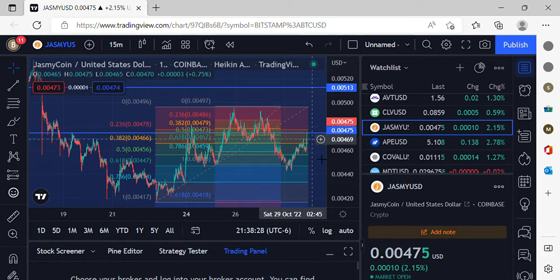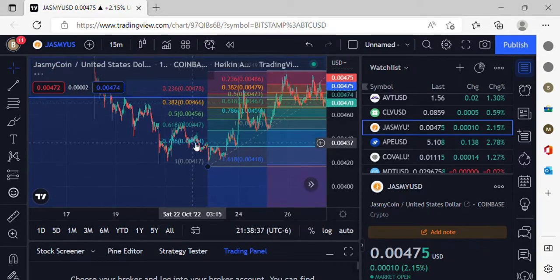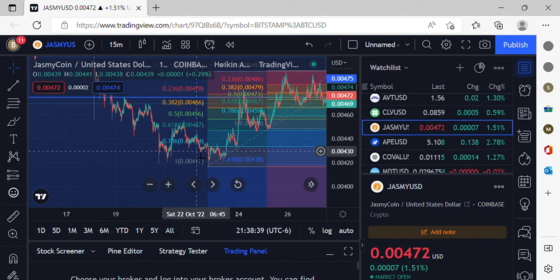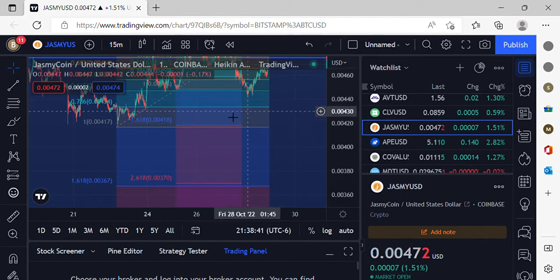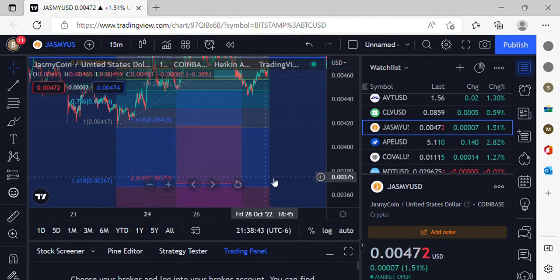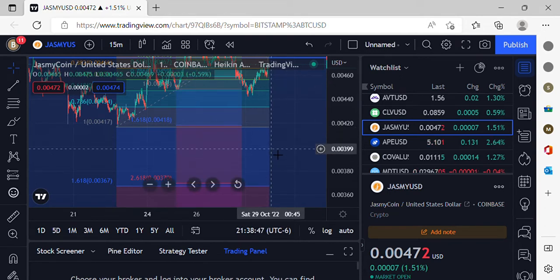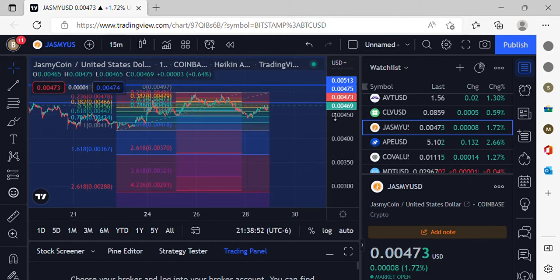If we do get denied, could possibly see some pullback down to that 618 at 0.00447. If we lose that price action, gotta keep an eye on that 786 at 0.00434. And if we lose that support, definitely going to retest that 0.00417, and then it's a how-low-can-you-go scenario. And a lot of people are definitely excited to see how low Jasmy can go.